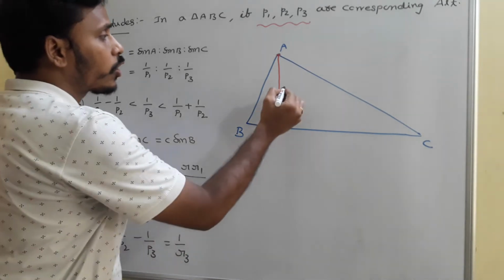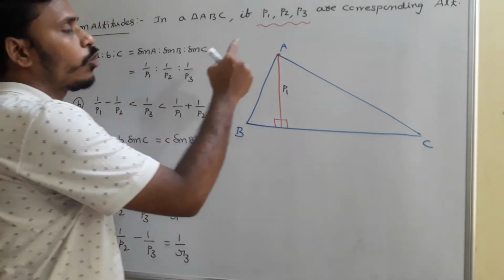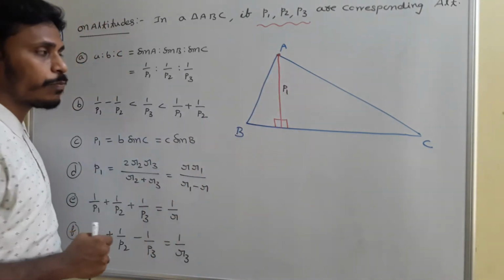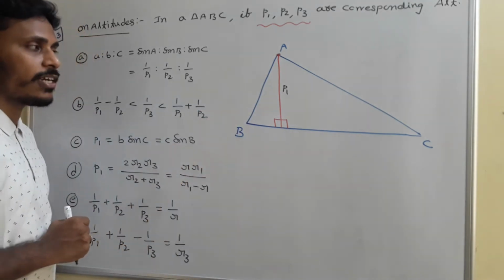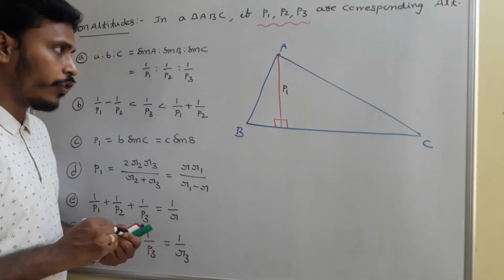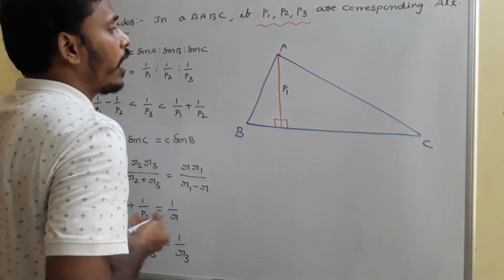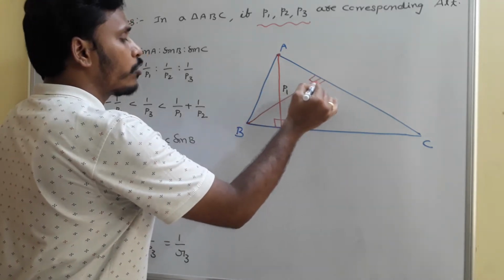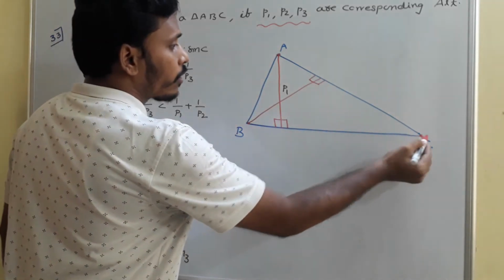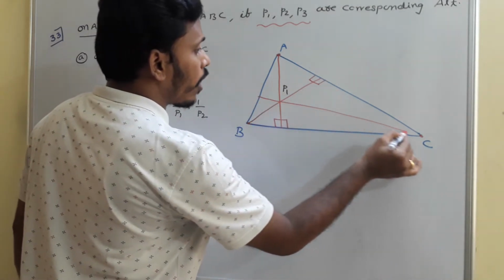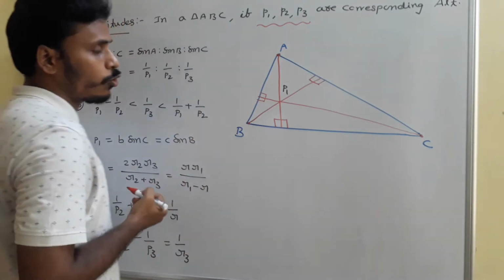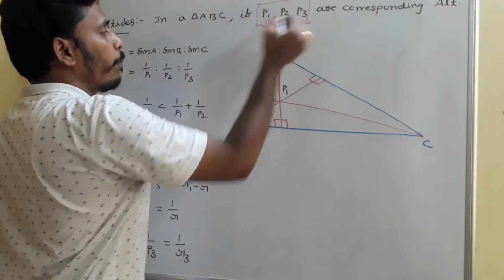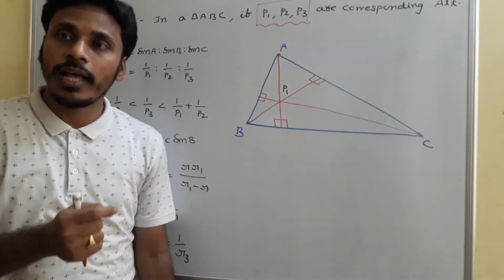This altitude length is as mentioned P1. P1, P2, P3 are the corresponding altitudes. In the sense, the length of the altitude from A to the opposite side is P1, and similarly from B to the opposite side is P2 and from C to the opposite side is P3. Since there are three vertices, we can construct three altitudes, one from each vertex to the opposite side. This is the second altitude. In the same way, from the third vertex C, if you draw a perpendicular to the opposite side, this is the third altitude. These three altitude lengths are given here as P1, P2, P3. So altitudes are also known as the heights of the triangle.